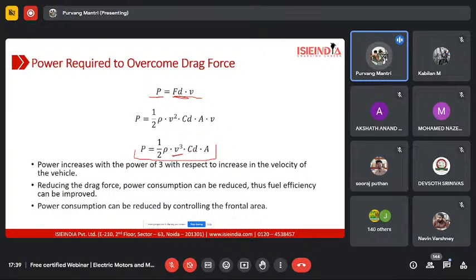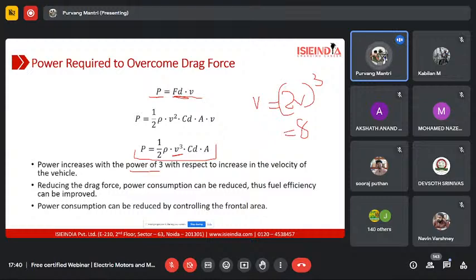Like if the velocity is doubled, let's say you were driving your car at 20 kmph, and all of a sudden you press the accelerator pedal, and now your velocity of the car is 40 kmph. So technically your velocity has been doubled. That means you are now running at a velocity twice the previous one. So the power required to overcome the drag force at 40 kmph would be 8 times more than the power required to overcome the drag at 20 kmph. Why 8 times more? Because your velocity is doubled, and when you find its cube, it is going to be 8 times more. So the power would increase by the power of 3.